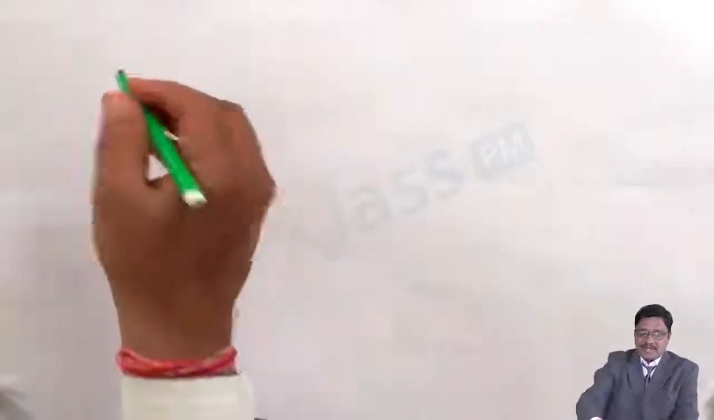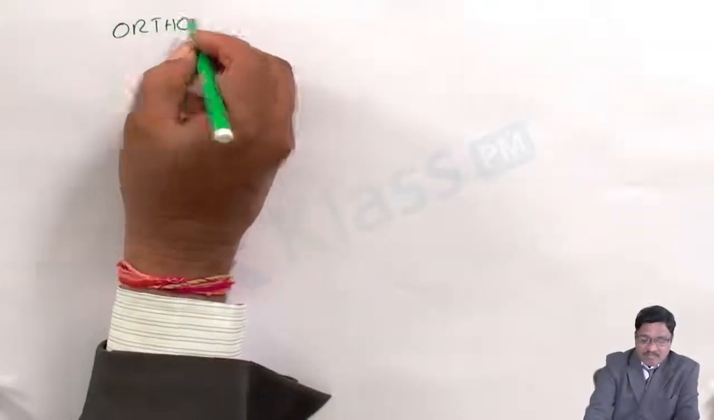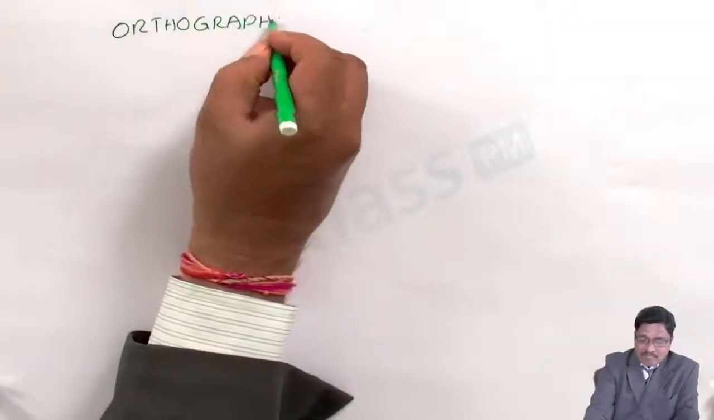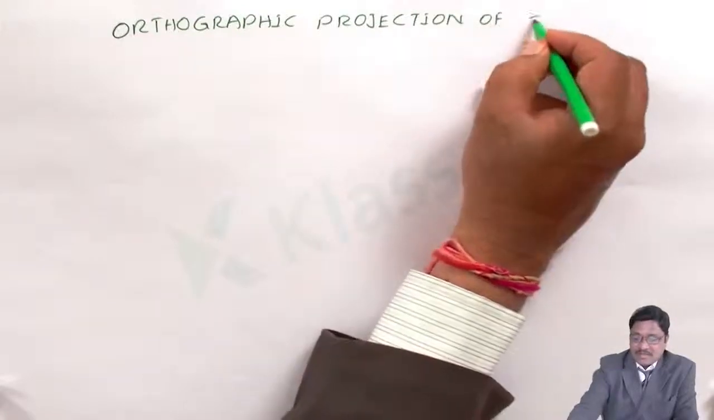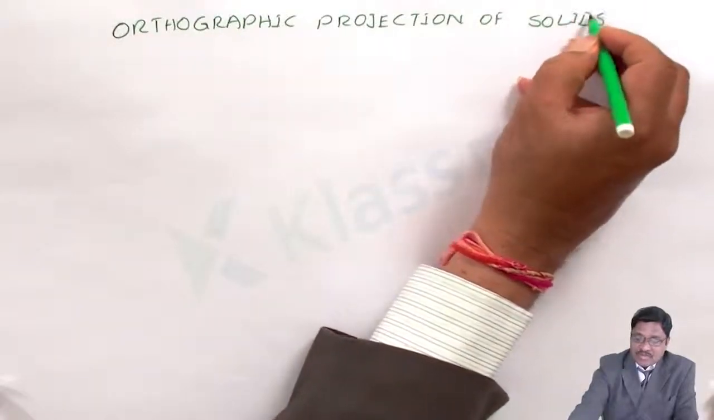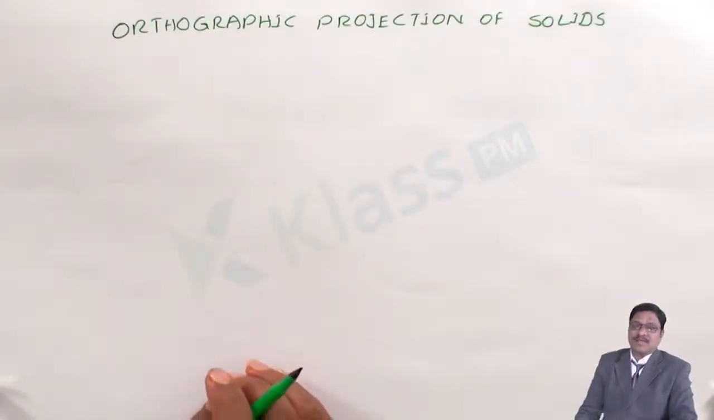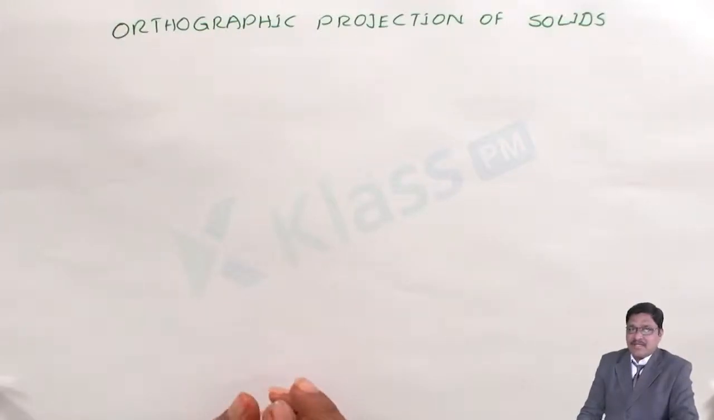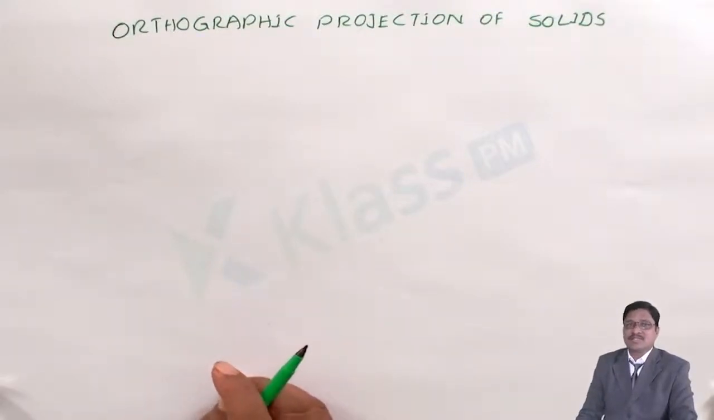Let me write just the topic name, orthographic projection of solids. So there is a link from planes to solids. In the earlier discussion we started our basic understanding from points, then extended the study to lines. A set of points is nothing but a line. The shortest distance between two points is a straight line.